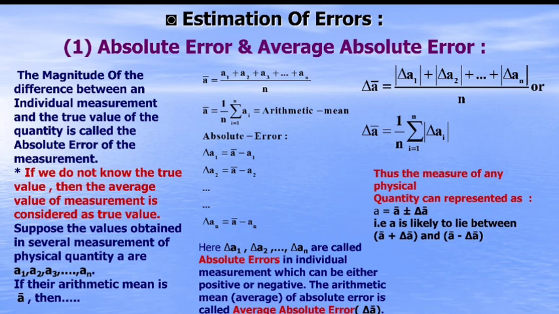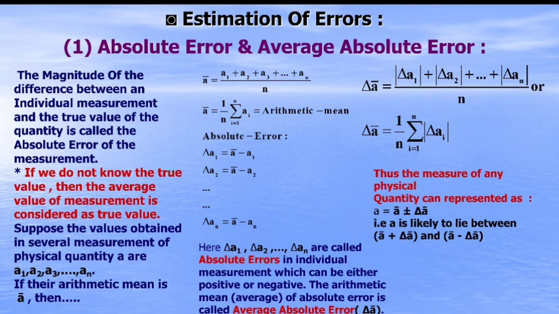So average absolute error delta A bar is given by mode of delta A1 plus mode of delta A2 plus mode of delta A3 plus so on plus mode of delta An upon small n, where small n is the number of observations. In other way, we can write delta A bar, that is the average absolute error, is equal to 1 upon n sigma mode of delta Ai.